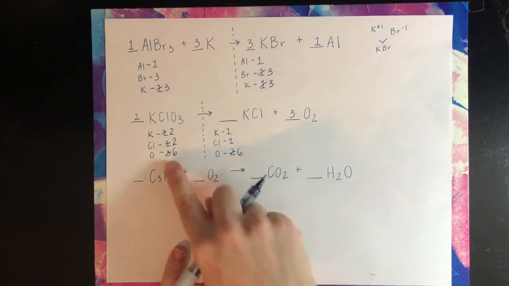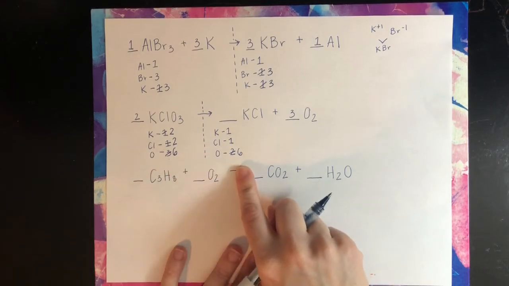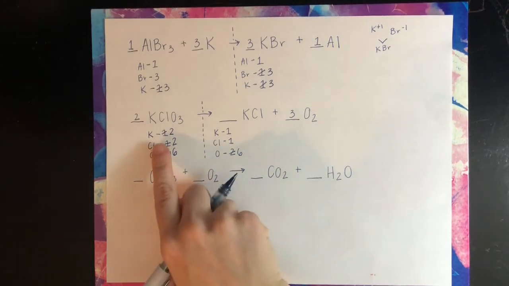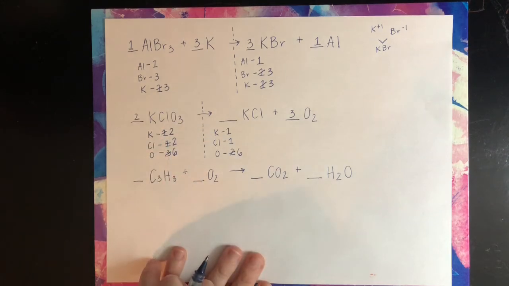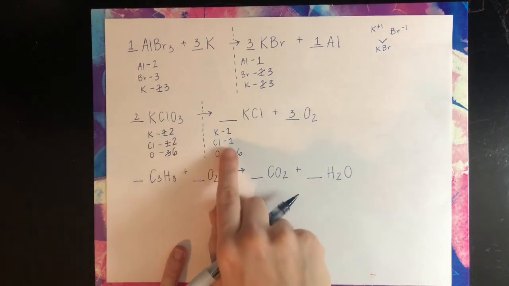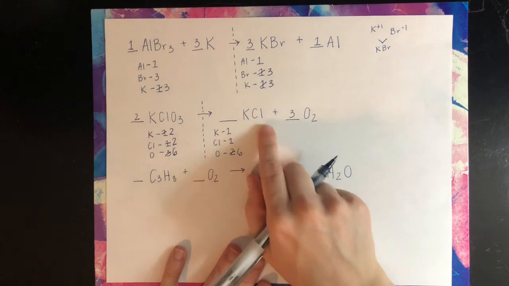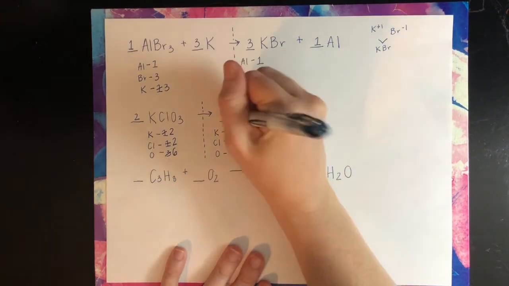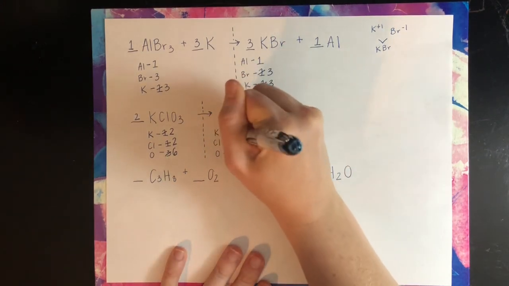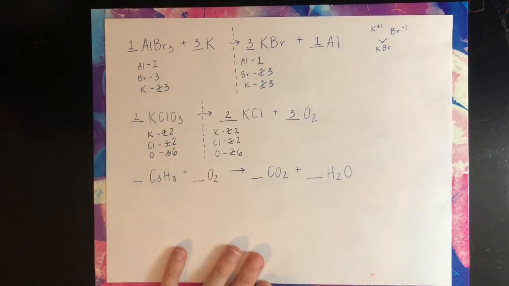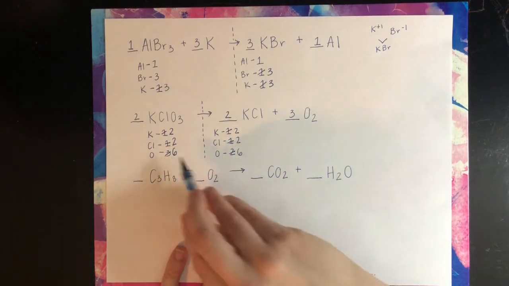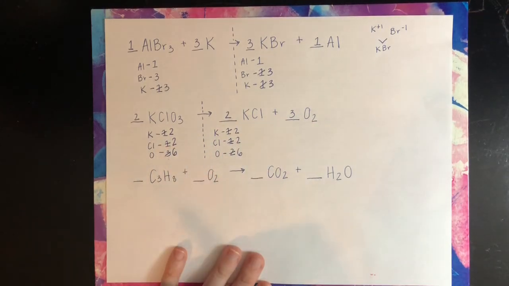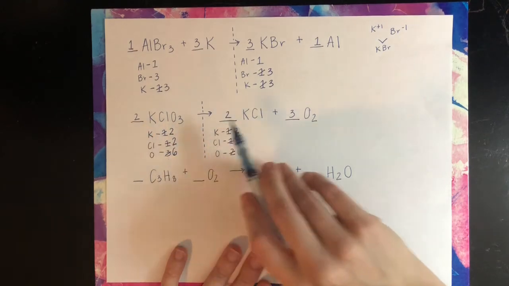So now my oxygens are balanced. Wasn't so bad after all, right? Now I need to take care of the potassiums and the chlorines. So I have 2 of each on the left, and I only have 1 of each on the right. Well, thankfully, they're in a compound together. So if I put a coefficient of 2 in front of that compound, I now have 2 potassiums and 2 chlorine atoms. So 2, 2, 2, 2, 6, 6. Everything is balanced. And my coefficients are 2, 2, and 3.